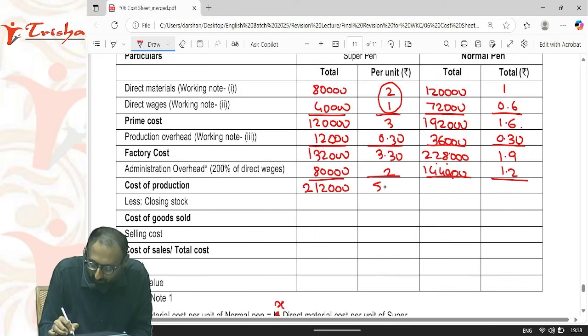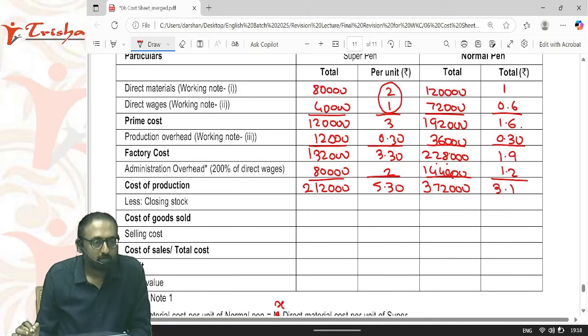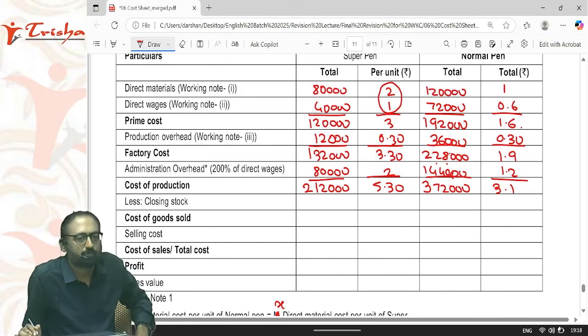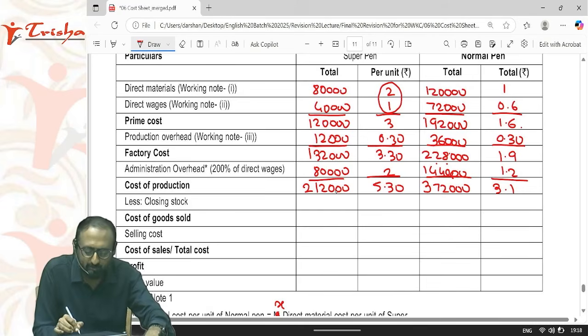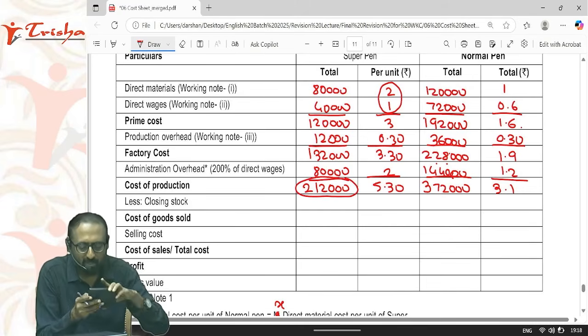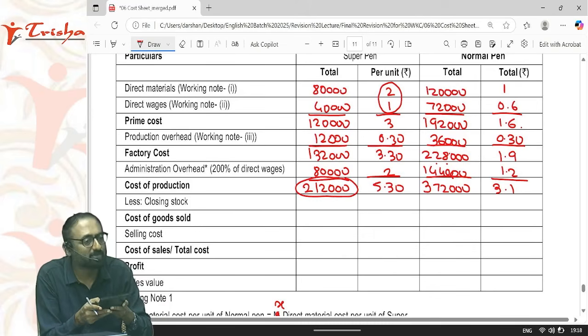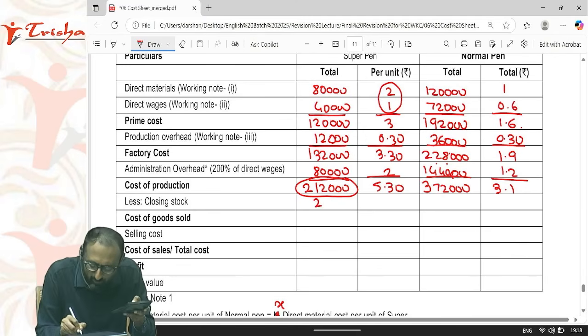Rate will be 5.30, Prabhu. Next one, 3 lakhs 72,000. Rate will be 3.1. Opening stock is not given, closing stock is given. How to calculate value of closing stock? Very nice. Production cost. How much is the production cost? Are 2 lakh 12,000. Correct, sir ji? Divided by production quantity 40,000. Multiply by closing stock quantity. Sir ji, how much is the closing stock quantity? Is it 4,000? Sir, is it 21,200?